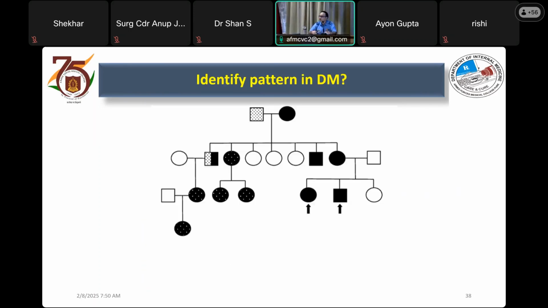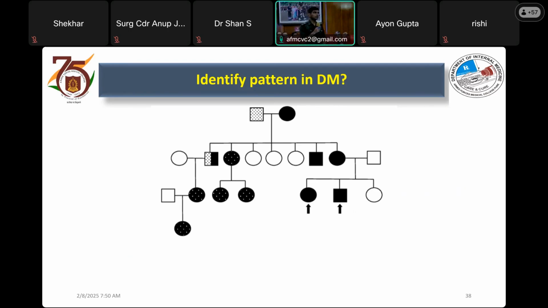Any pediatric assistant? Please study, you're dealing with a patient with diabetes in your clinic and you have such a pedigree. So what does this tell you? Just the pattern of inheritance. Sir, both sexes are involved and there is a carrier also. So, sir, this is a recessive form.